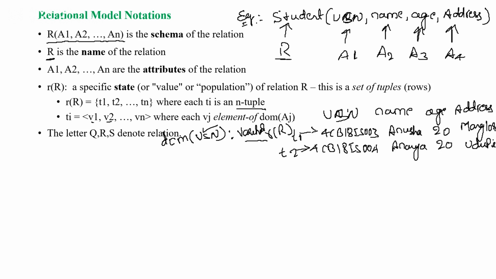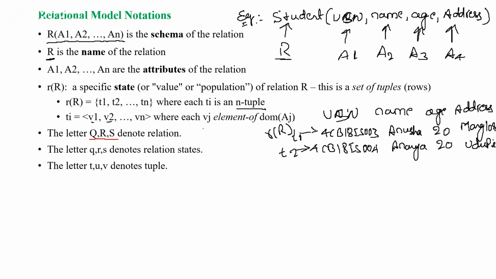Then the letters Q, R, S denote particular relations. Always the relations will be represented by using a capital letter, so the relation name should be in the form of a capital letter. Q, R, S are examples. And one more notation we use: the small letters q, r, s denote the relation states.